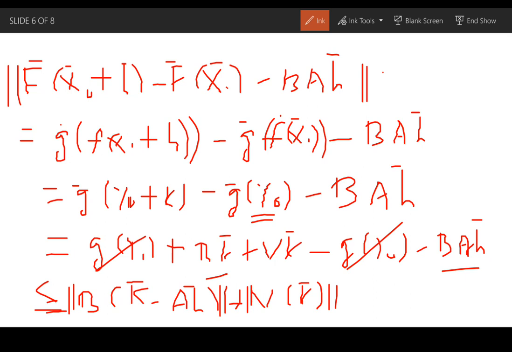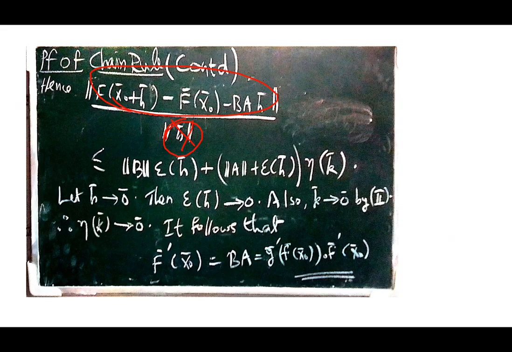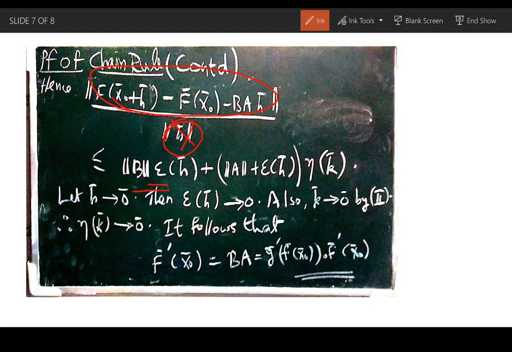But what is k minus A h? It is precisely u h. So norm of b of u h plus norm of v of k. But norm of b of u h is less than or equal to norm b into norm of u h, plus norm of v of k. Substitute for norm of u of h, you will get less than or equal to norm b into norm of epsilon of h into norm of h.